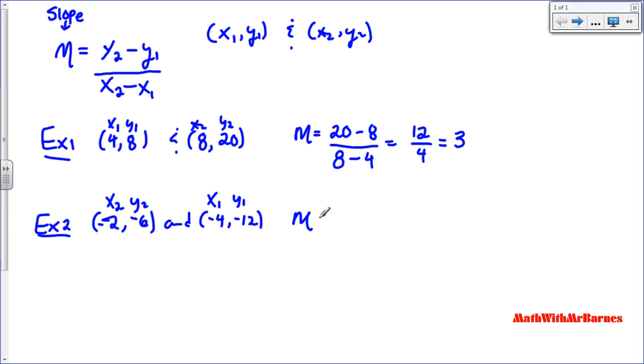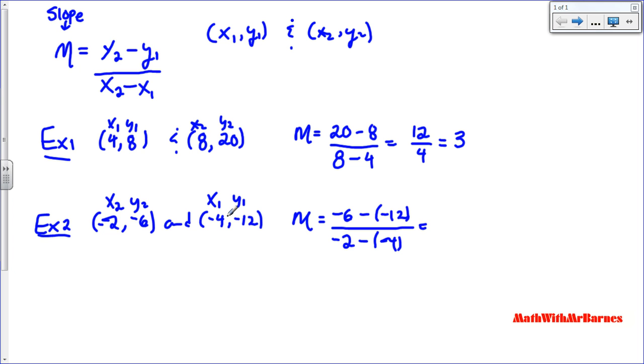Then I have my slope. I just go ahead and sub the points in. So y2 is negative 6. Subtract. This is where you have to be careful because we have negatives going on. Negative 6 subtract negative 12, all divided by negative 2 subtract negative 4.